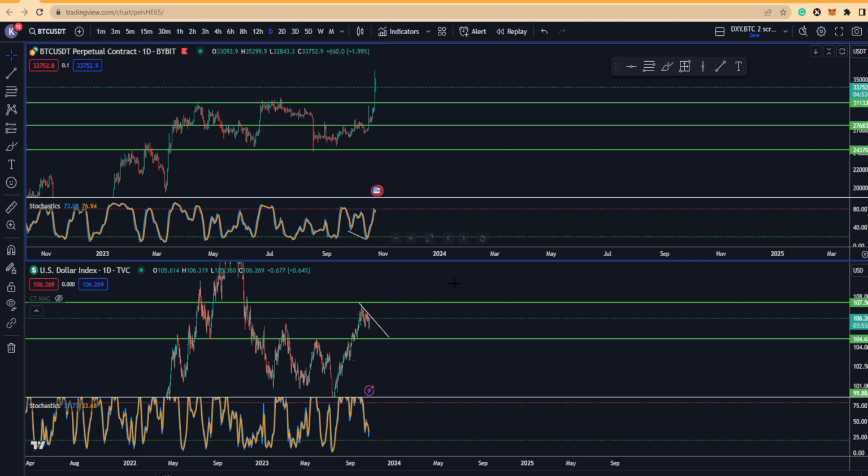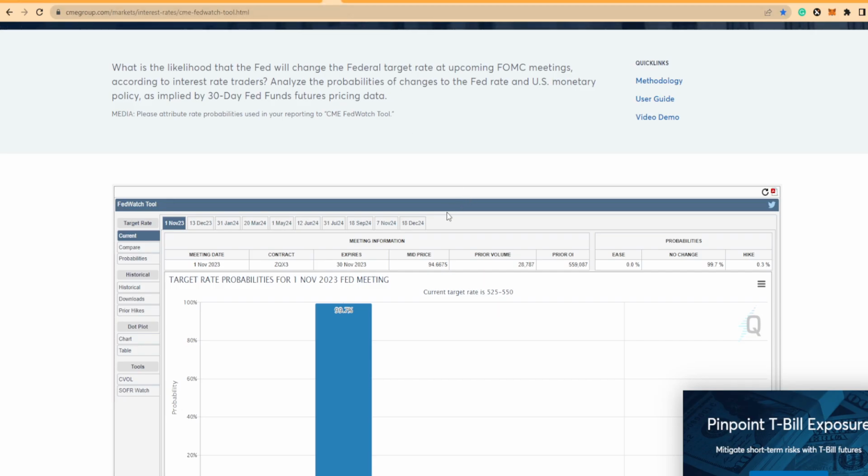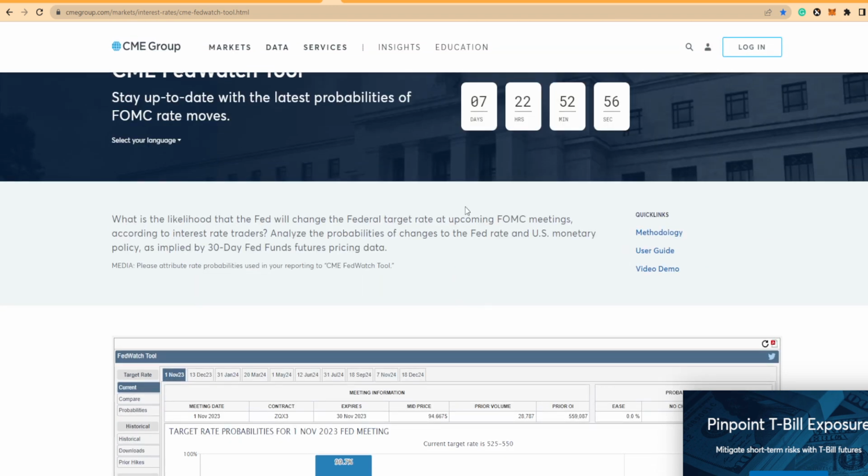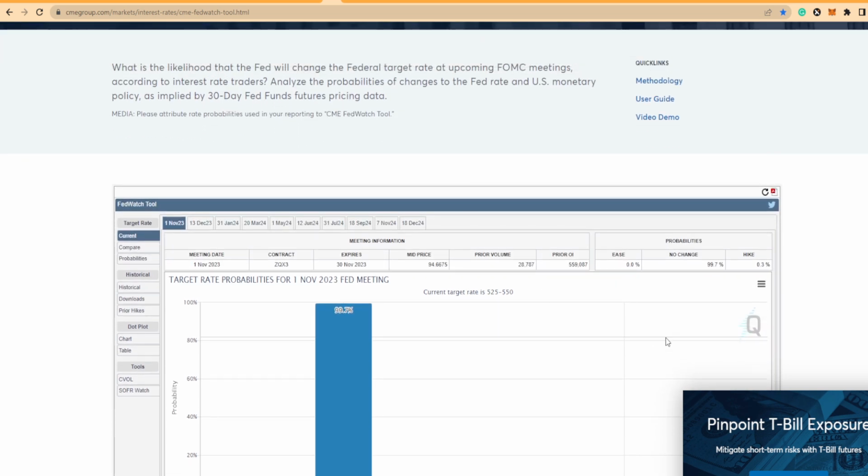which is where we're currently getting rejected. Now, I do want to move your attention away from the charts for a second. We can see that the FOMC meeting is going to be happening in almost 8 days, and there is a 99% probability that there won't be any rate hike and that the rates will stay stagnant.